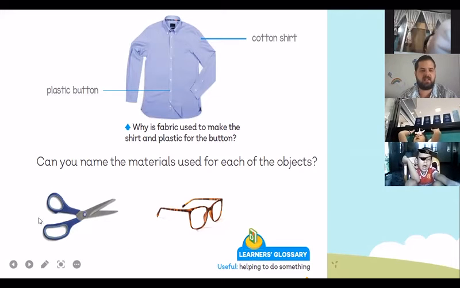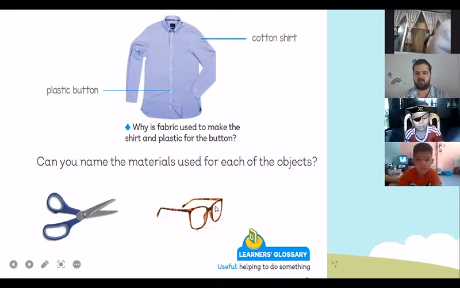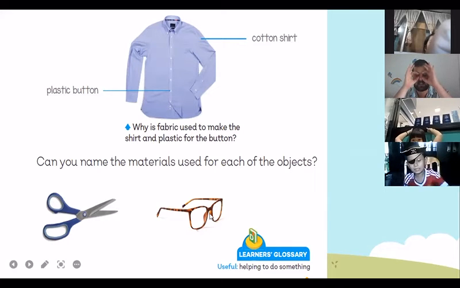For example, over here we have scissors. What are scissors made out of? Metal. Metal, very good, because metal is strong and scissors must be strong. Next, we have glasses. What are glasses made out of? Glasses are made out of glass, so you can see through them.